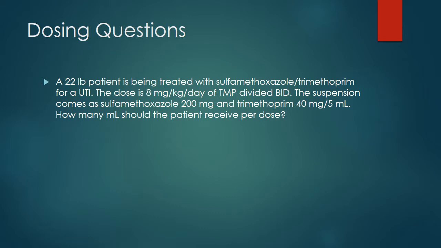Fingers and toes. Well, these are harder than what's going to be on the test, right? So these are not going to be easy round calculations, okay? So let's say we have a 22-pound patient being treated with sulfamethoxazole trimethoprim, Bactrim, for UTI.